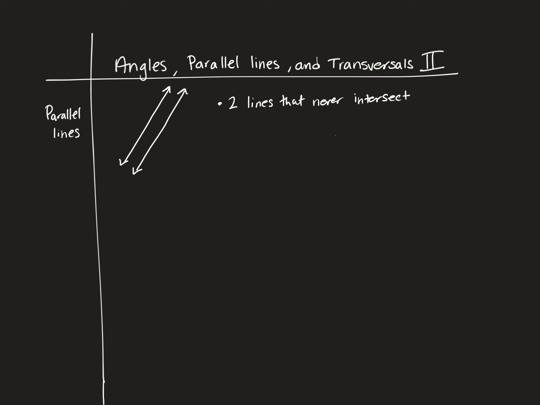And usually when you learn about parallel lines, you also learn about perpendicular lines. Perpendicular lines are a set of lines that form 4 right angles. So you have a right angle here, a right angle here, a right angle here, and a right angle here. So 2 lines that intersect to make 4 90-degree angles.